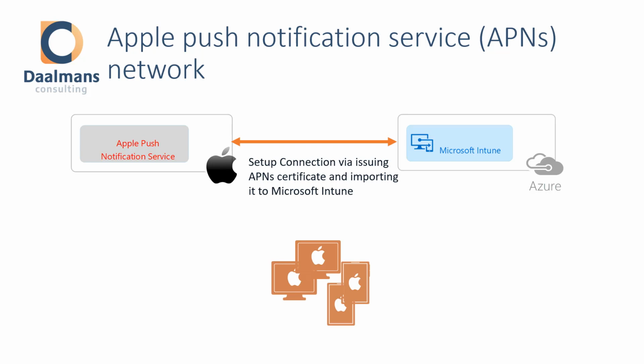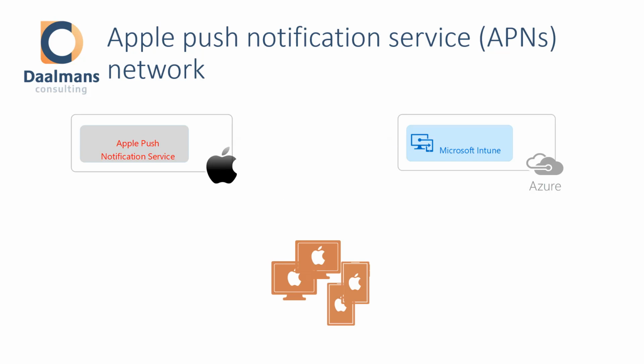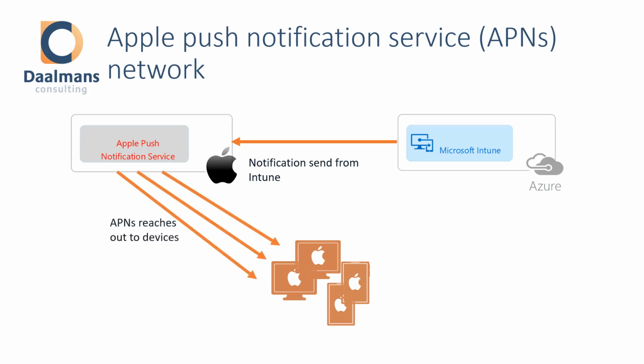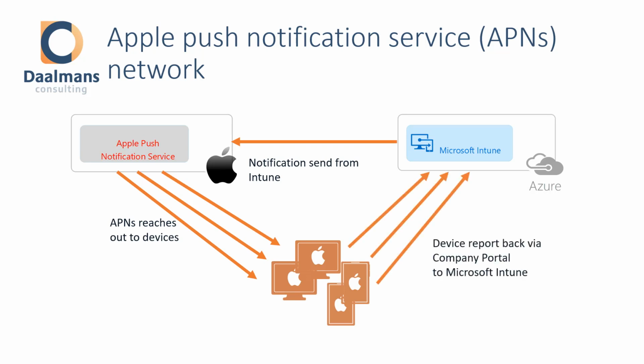This is mandatory. And after this is done, we are able to reach out to the device via the Apple Push Notification Service. So we send from Intune a notification towards the Apple Push Notification Service, and that cloud service reaches out to all our Apple devices. This is the same for macOS 10 and iOS. And after that, the device will reach out to Intune and report back.